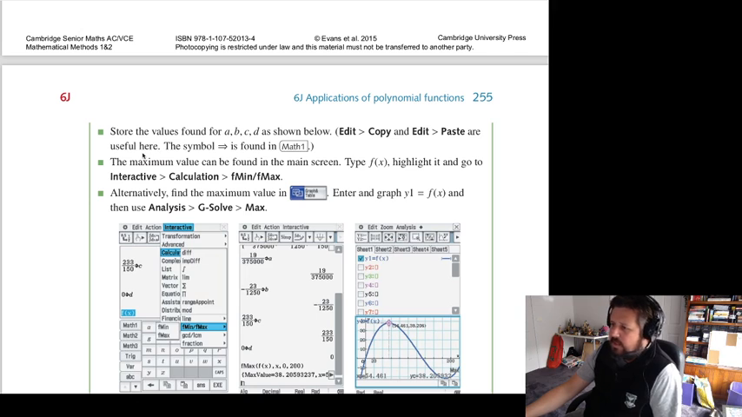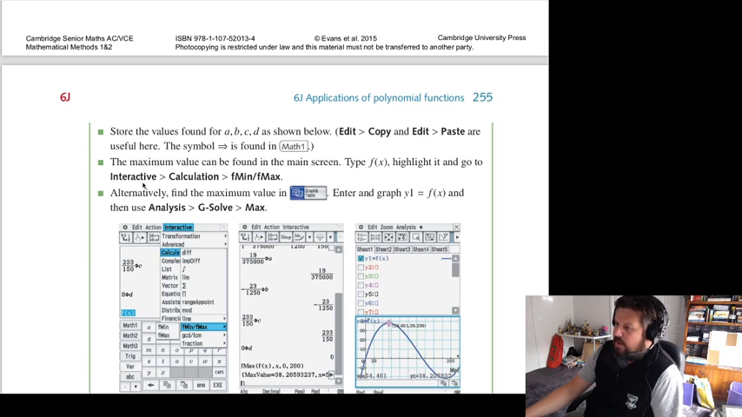It says here, once you've got that, it was asking to find what the maximum deviation of the graph from the x-axis is between 0 and 250. So it's saying here you can find the maximum value by typing in f of x and highlighting it, because that'll be the equation that you've got here with these values a, b, c, and d. Go to Interactive, go to Calculation, go to f Min/Max, but obviously we want to make sure we select f Max, and we can get that happening as below.